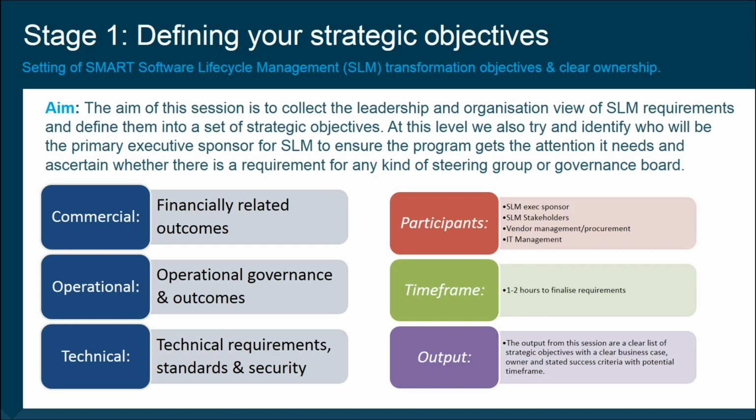really just a list of strategic objectives, but importantly with clear business cases stated, owners and success criteria. It's really important. So we've defined what good looks like in terms of outcome, but how are we going to measure that? How are we going to prove that the SLM program is fit for purpose?